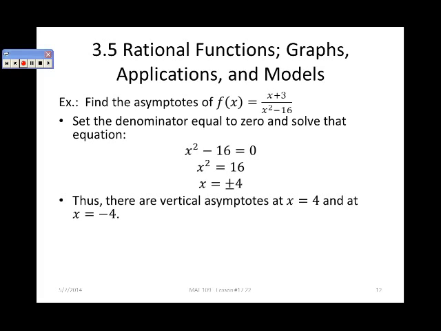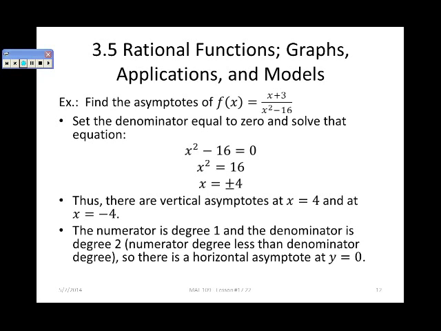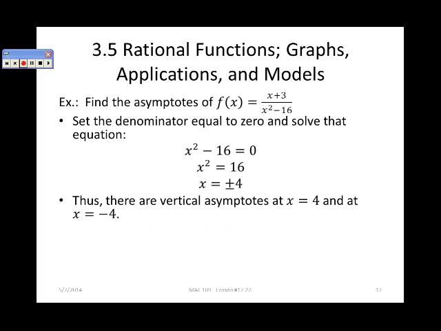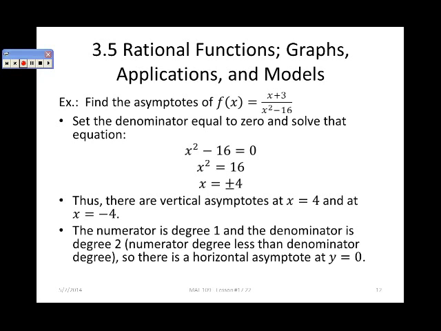Let's look at non-vertical. For non-vertical, there is at most one. You can have a horizontal, or you can have an oblique, or you can have none. But only one. Once you find one non-vertical, you're finished because there won't be any more. What you have to do is look at the function and compare the largest exponent in the numerator with the largest exponent in the denominator. So the largest one here is 2, the largest one here is 1. Denominator is bigger than numerator, right? 2 is larger than 1. That means that there is a horizontal asymptote at y equals 0.